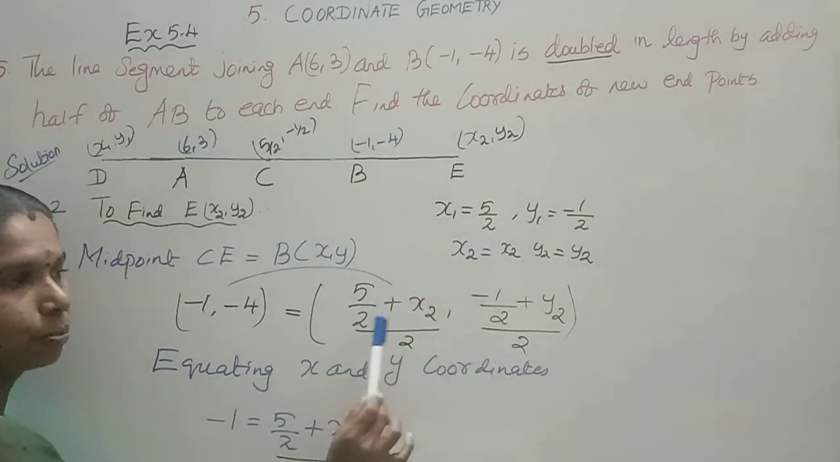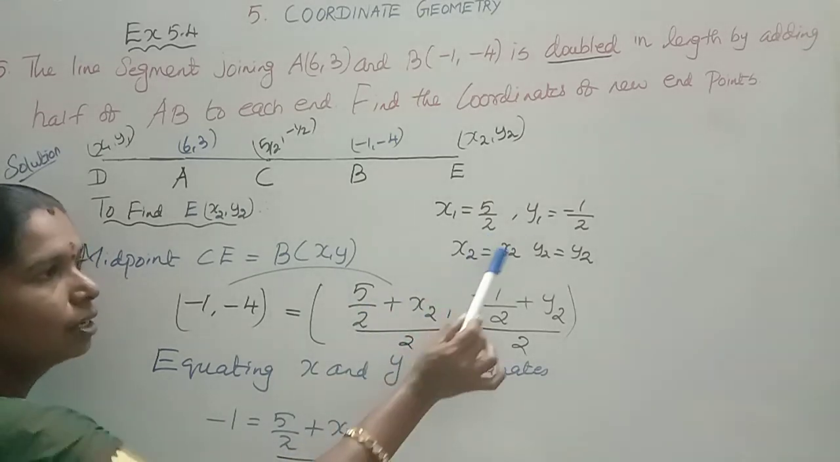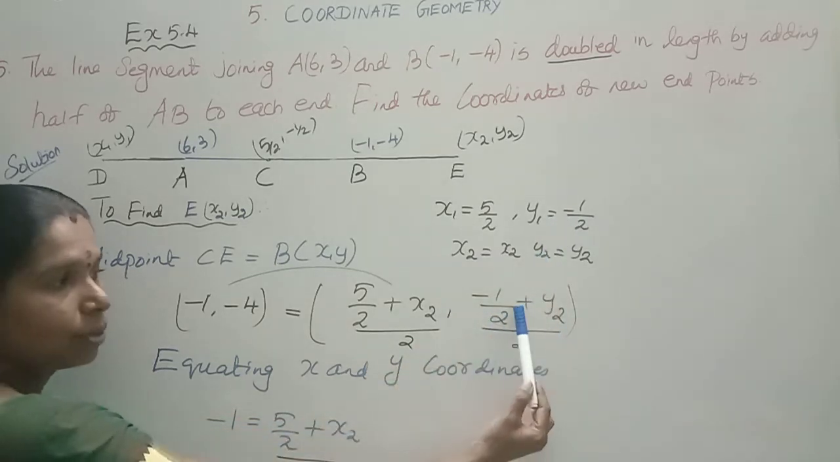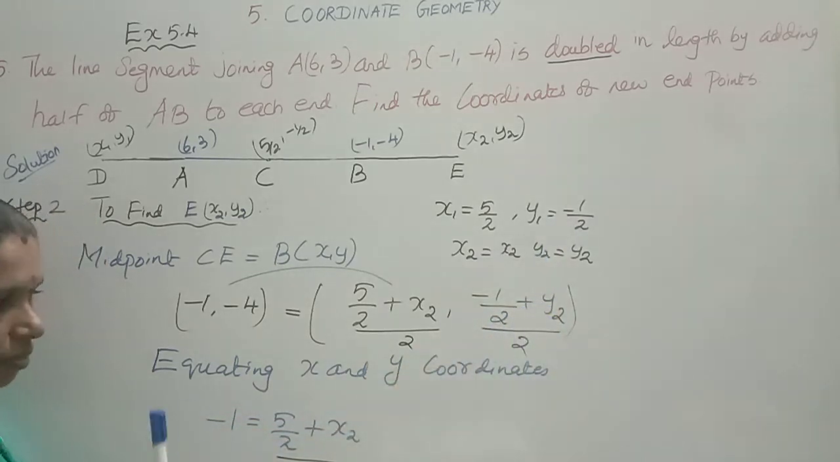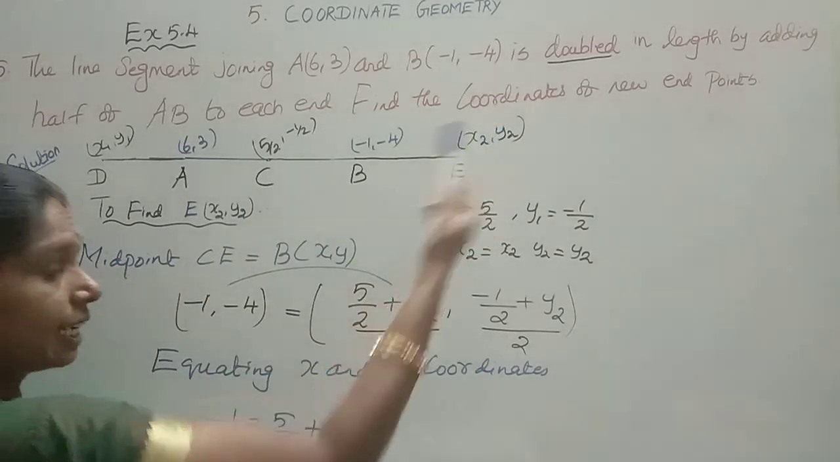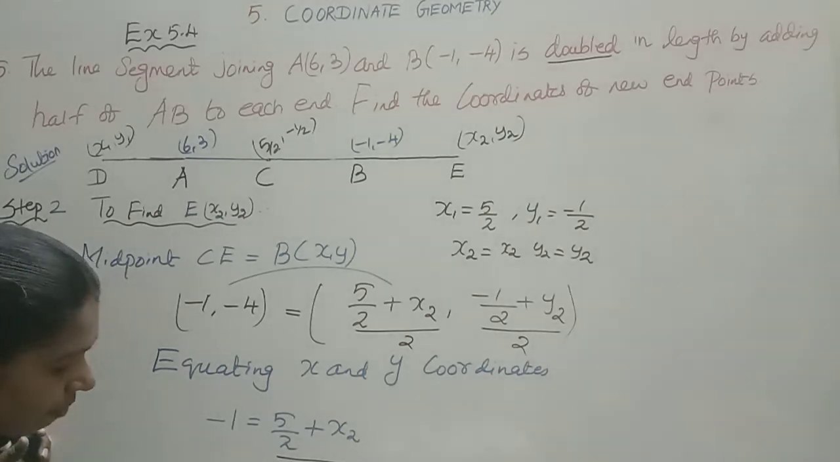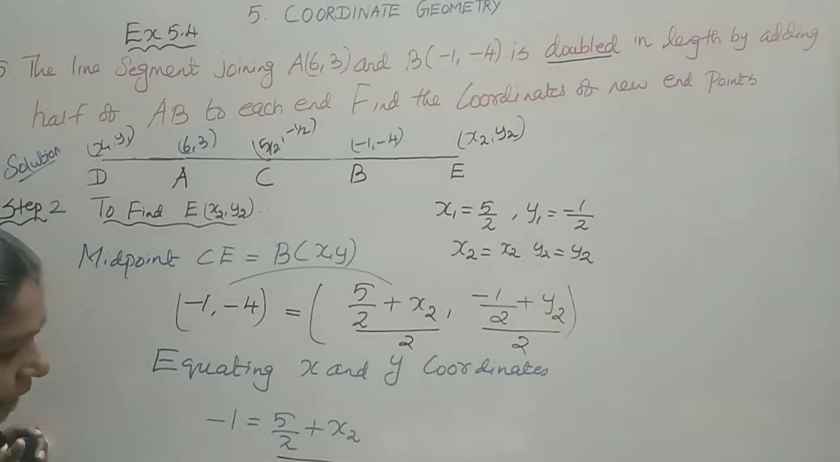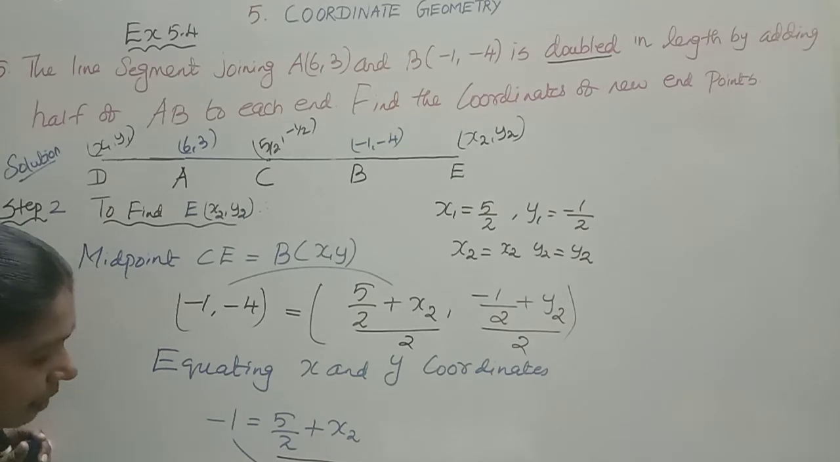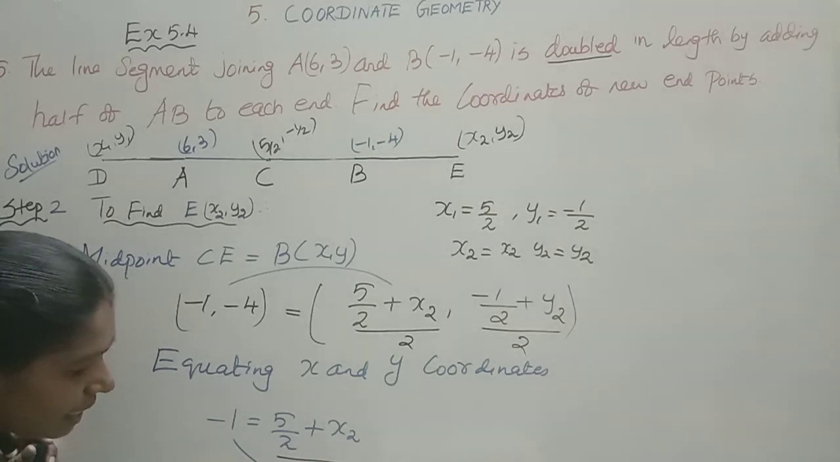x1 is 5 by 2 plus x2 by 2 comma y1 minus 1 by 2 plus y2 by 2. Now equating x and y coordinates, we are finding the second corner. Now equate this. Minus 1 is equal to 5 by 2 plus x2 by 2 because this is the midpoint. Now what is x2? Take this 2 to this side, we are getting minus 2 equal to 5 by 2 plus x2.